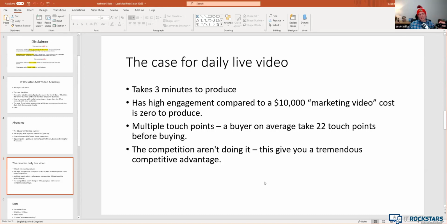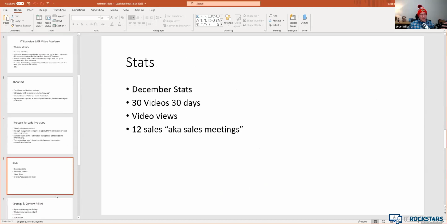The last bullet point I've got here is that the competition aren't doing this. This gives you tremendous value. Now some of your competitors might already be doing this, but more than likely they're not. And the ones that are already using video to market are doing it wrong. I'm going to show you exactly why they're doing it wrong. It's one of the key things within the formula of your daily live videos I'm going to show you here today. So without further ado, let's go into the stats.